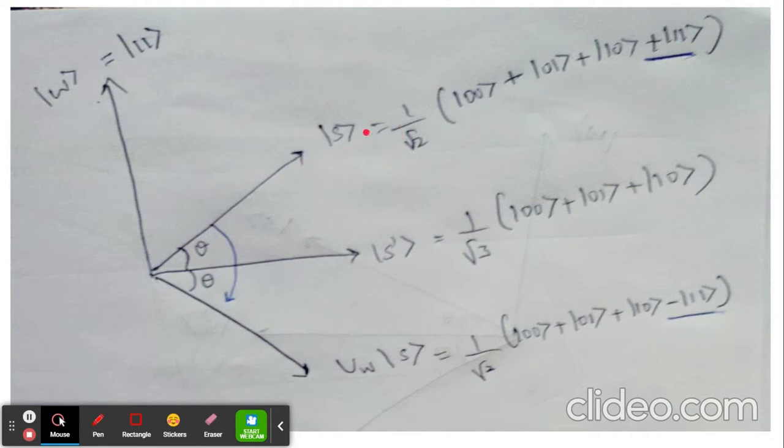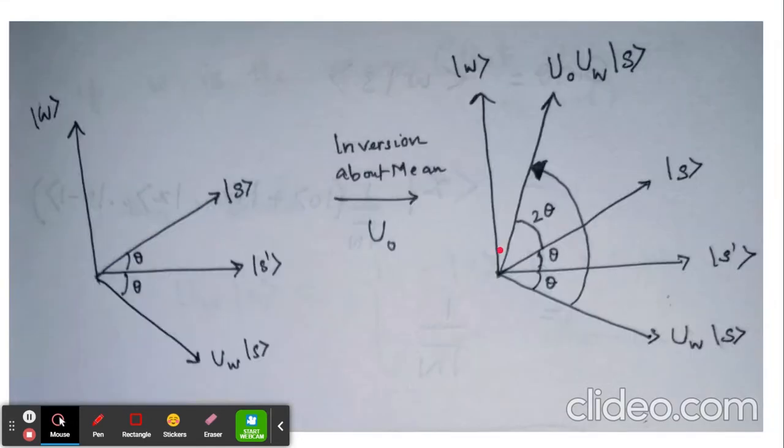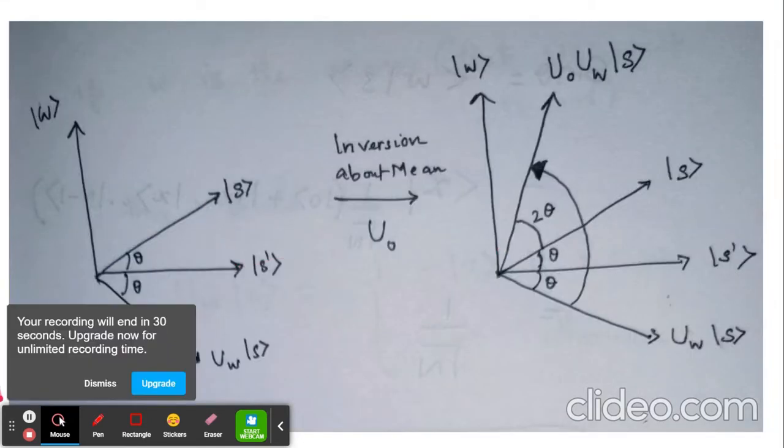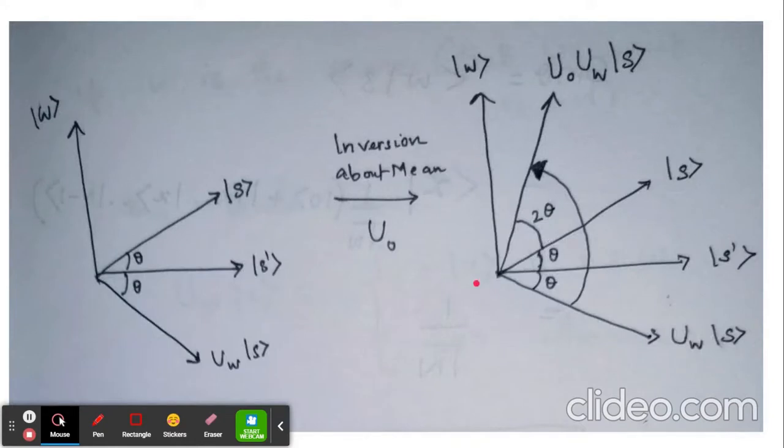So on acting the oracle operator, you get reflection about S dash. Now what inversion about the mean does is, after you have this UWS state from the oracle operator, it reflects UWS about the superposition state S. So for example, in this state, UWS got reflected about the S state, and it became this U0 UWS state. And now this subtends an angle 3 theta with S dash.